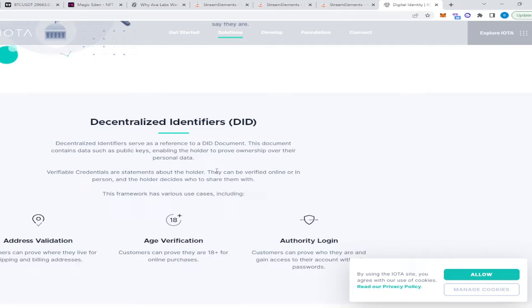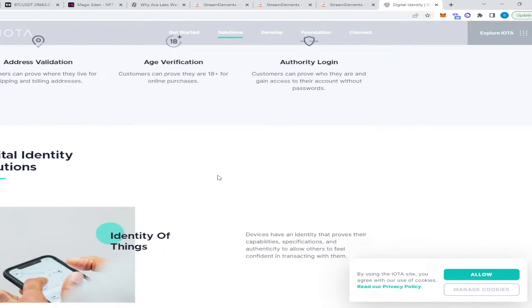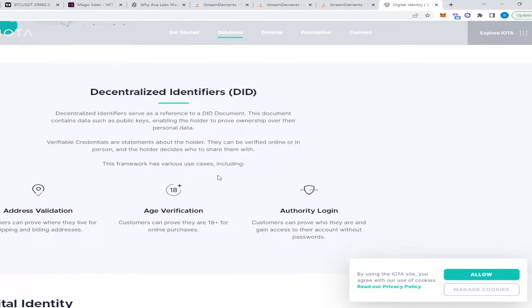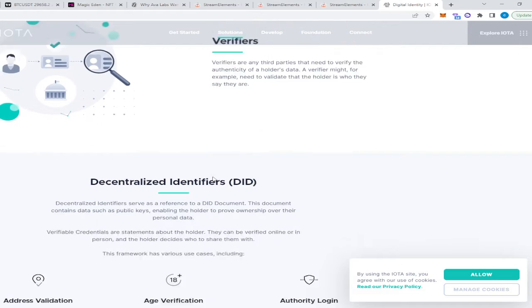That's why I'm not really just big on that, man. You know, because you have verifiers, you have all sorts of kind of crap, and, you know, issuers, third-party issuers.